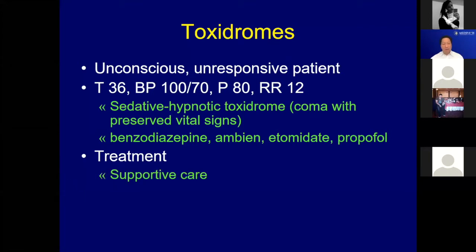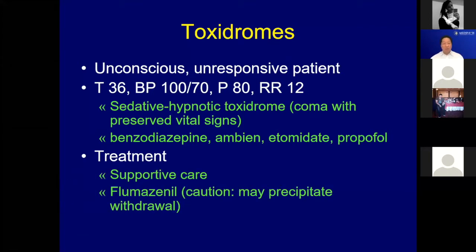Supportive care. I guess for benzos, you could use flumazenil. It's a benzodiazepine antagonist. But I think for purposes of the emergency department, if they've overdosed on benzodiazepine, they're probably more likely to be benzodiazepine dependent. And so if you give them flumazenil, you really can't control the dosing like you can with naloxone. You could cause withdrawal. In the case of benzodiazepine withdrawal, it's much more serious than opioid withdrawal.